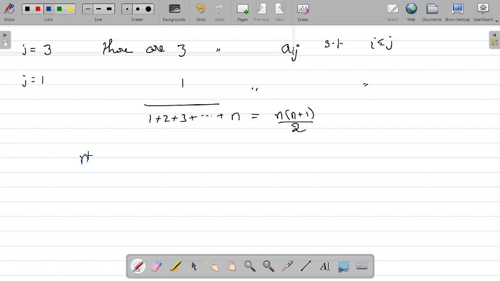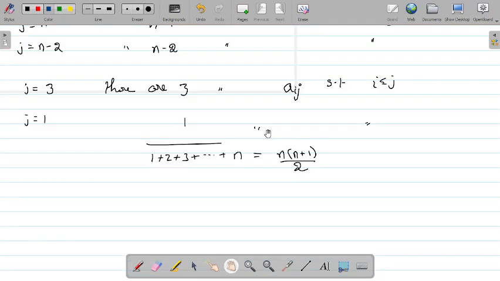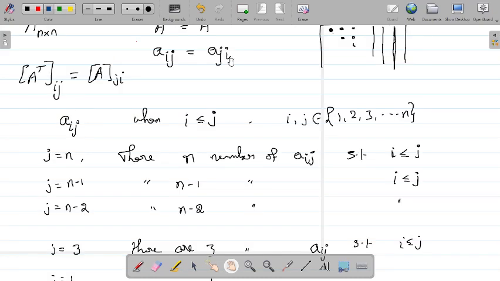Okay, but anyway, we can conclude that a symmetric matrix can at most have n into n plus 1 by 2 distinct elements or distinct numbers, whatever you say. Okay, so this is how I'd like to present the proof. You might do it in another way, that is different, but this is the way I followed, that's it.